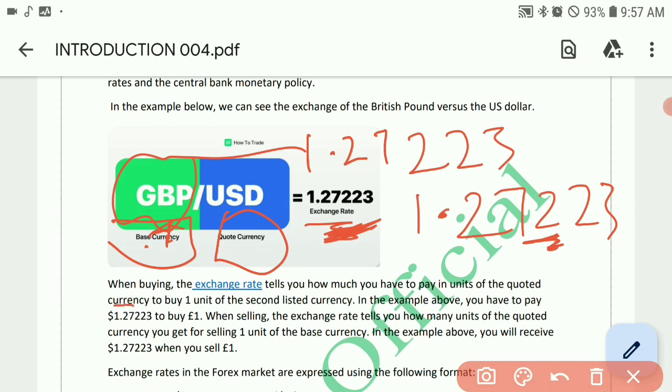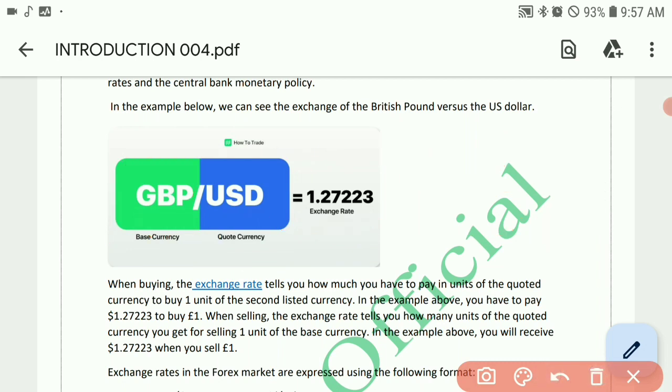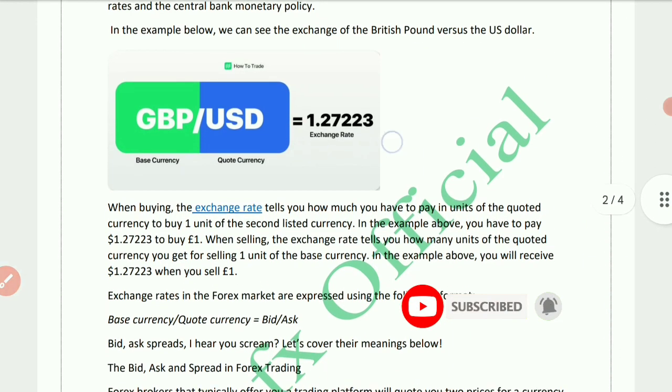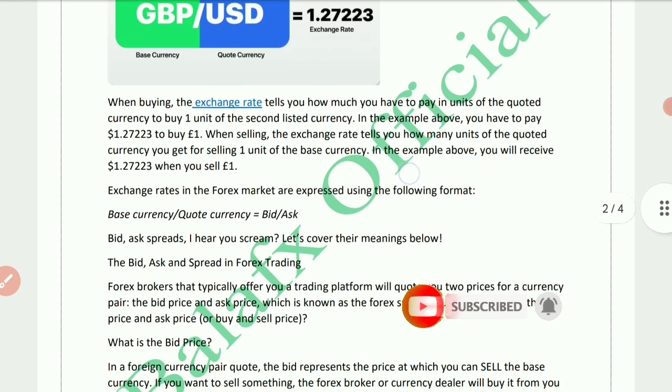When buying, the exchange rate tells you how much you are willing to pay in units of the quoted currency. To buy 1 unit of the second listed currency in an exchange above, you have to pay this in order to get $1. So they use euro here, but it's simple, you understand as time goes on. So this is the exchange rate. Then let's go further.